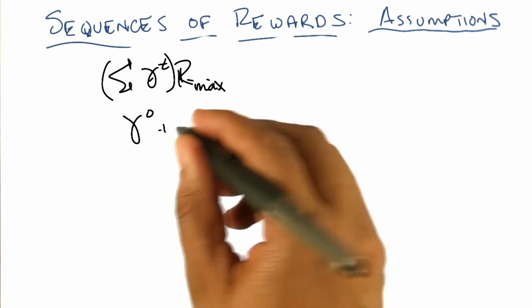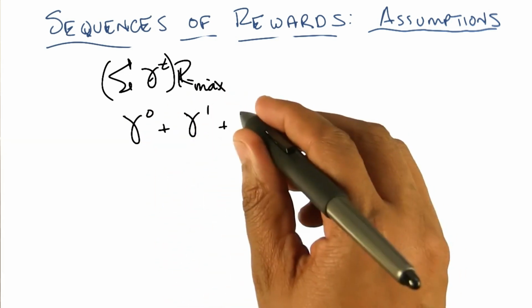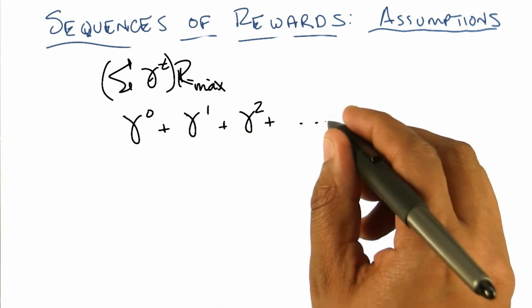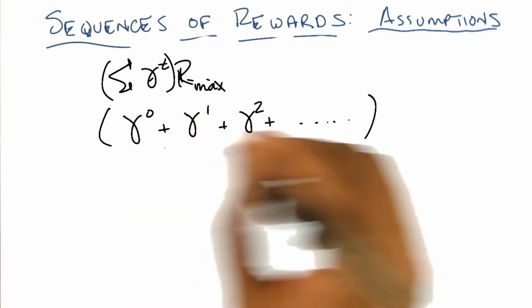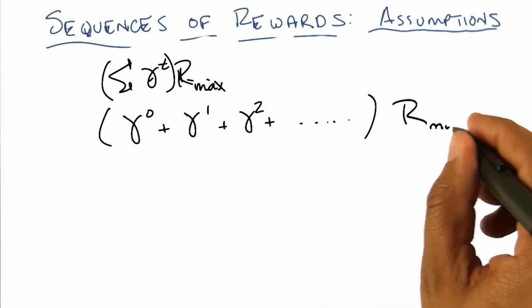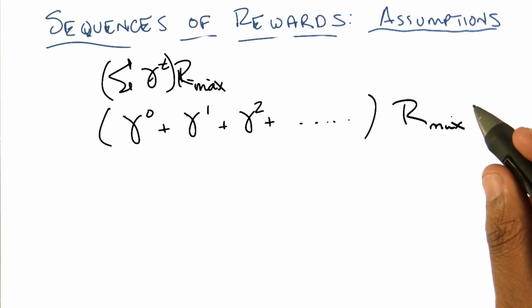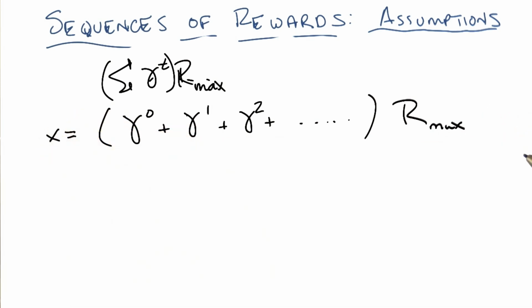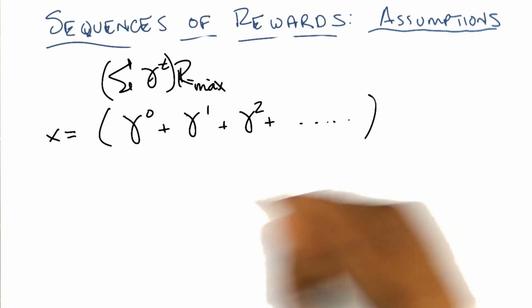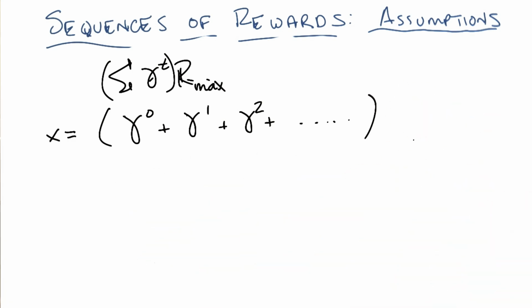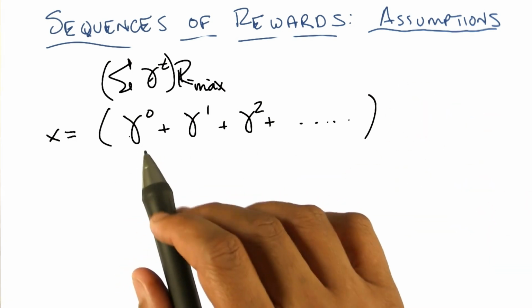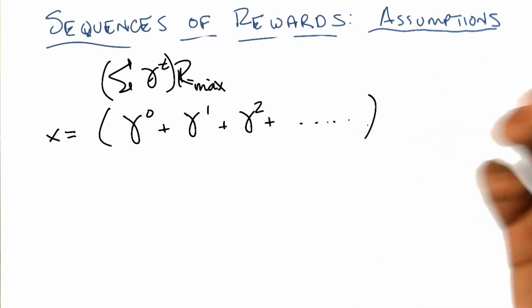Gamma to the 0 plus gamma to the 1 plus gamma squared plus ... eventually multiplied by Rmax, right? Mm-hmm. So let's call this x, okay? Does x include the Rmax or not? No. So we'll just call the sequence of gammas that we're adding together, let's just call that x. It's going to turn out not to matter.